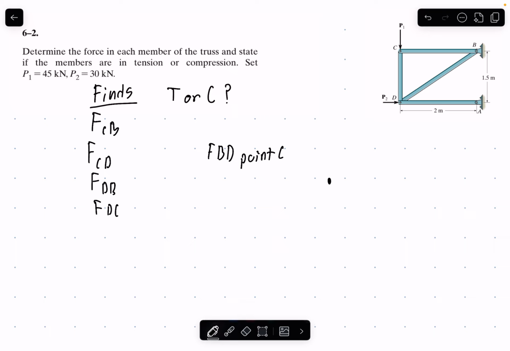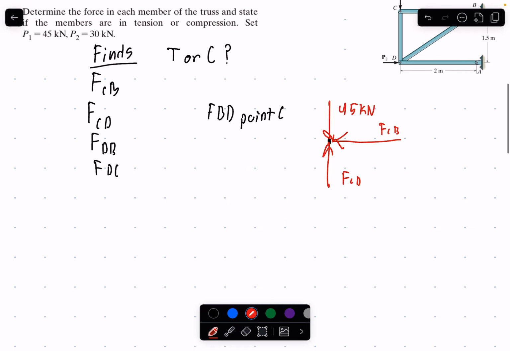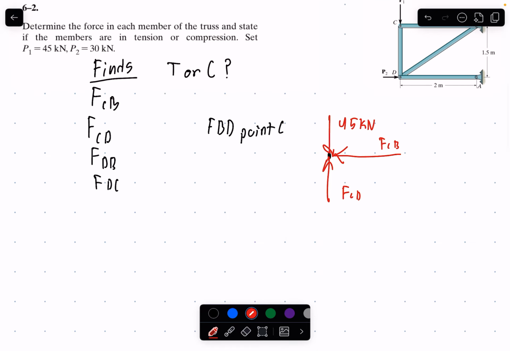Okay, and we can start by drawing our loads on this. Yep, P1 of 45 kilonewtons. Remember CB acting on the point right here for CB. And we have member CD right here for CD. And for determining which direction these forces are acting, you can typically take an educated guess, and if you get a negative sign with your answer, that means you were incorrect with how you directed these forces. You just have to flip the direction, basically.